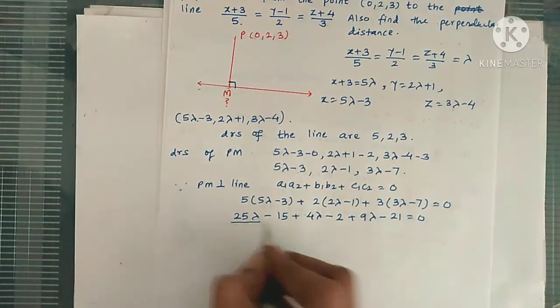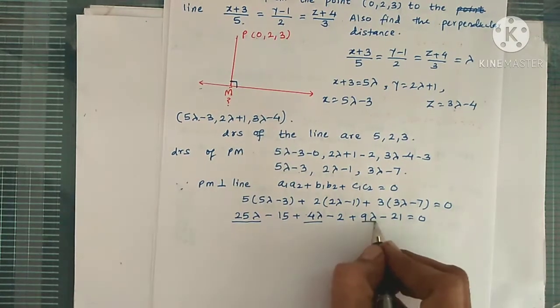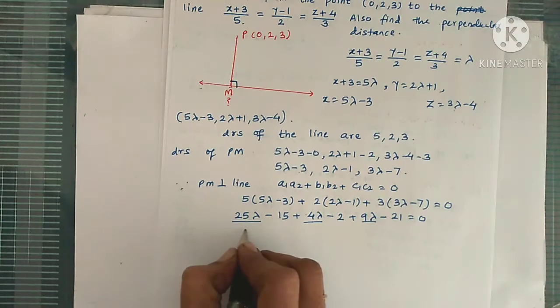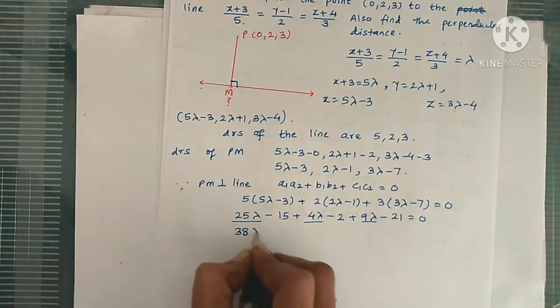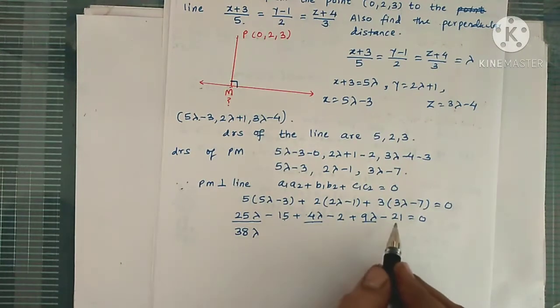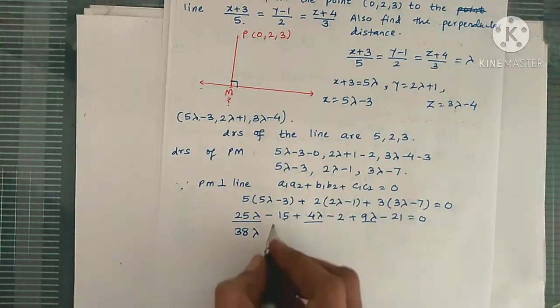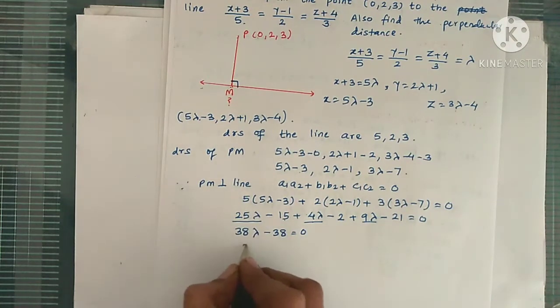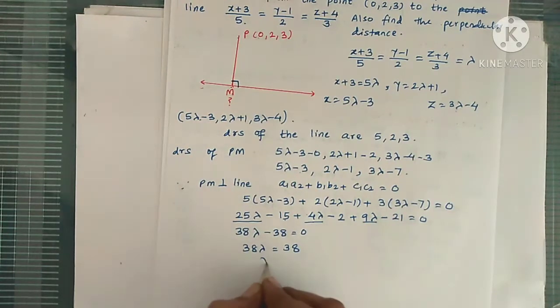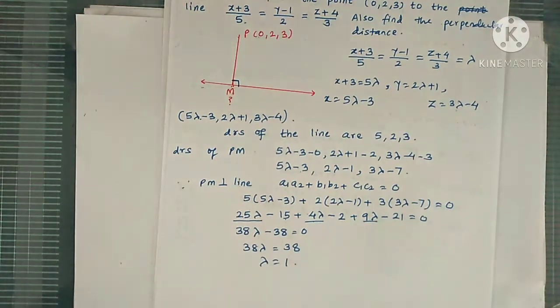So collecting the terms in lambda, we have 9 lambda + 4 lambda, that is 13 lambda. Adding 13 lambda to 25 lambda, we have 38 lambda. Now minus 15 minus 2 is minus 17. Minus 17 minus 21 is minus 38. So 38 lambda equals 38. So the value of lambda is 1. Now substituting this value, we will get the coordinates of M.